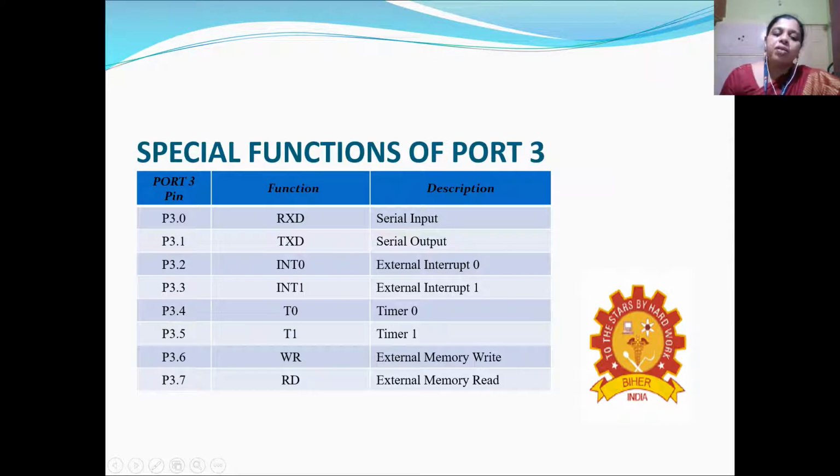P3.0, that is the 0th pin of port 3, and the first pin of port 3 will act as serial input and serial output in serial communication, and 3.2 and 3.3 will be used for providing external interrupt 0 and external interrupt 1. Then 3.4 and 3.5 will be used for timers, timer 0 and timer 1, and 3.6 and 3.7 are used for external memory write and external memory read.